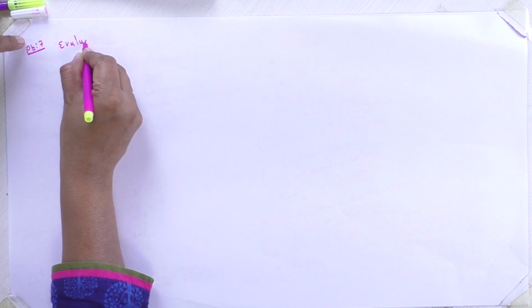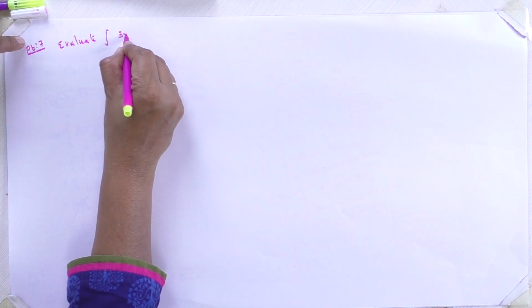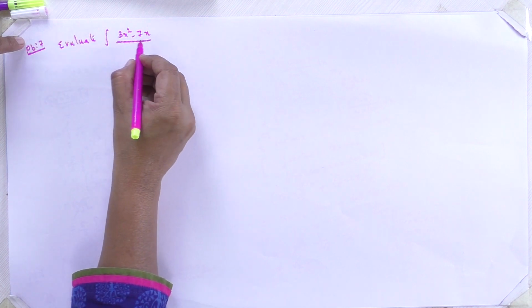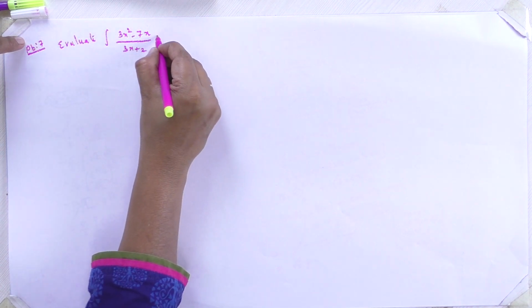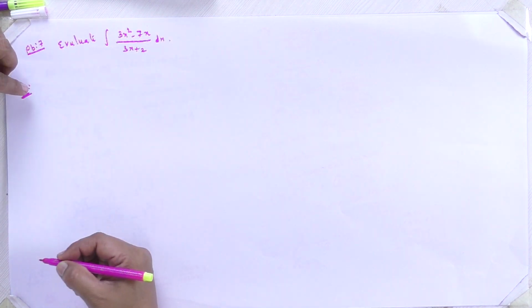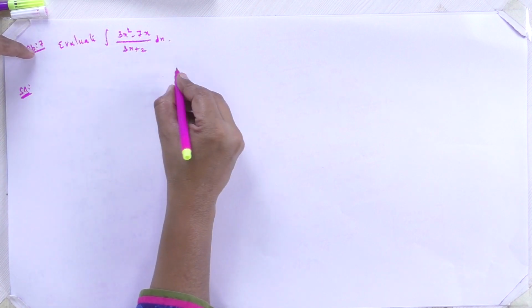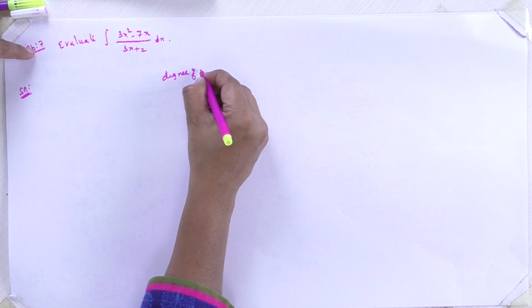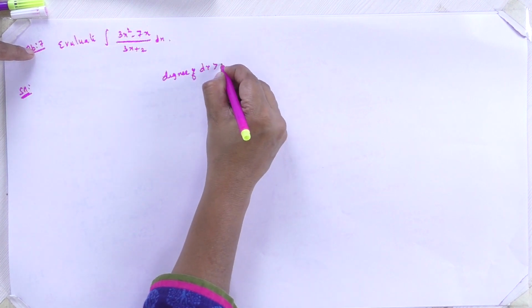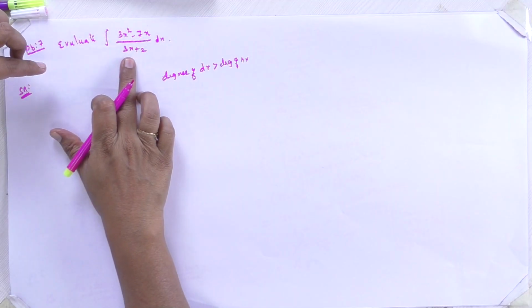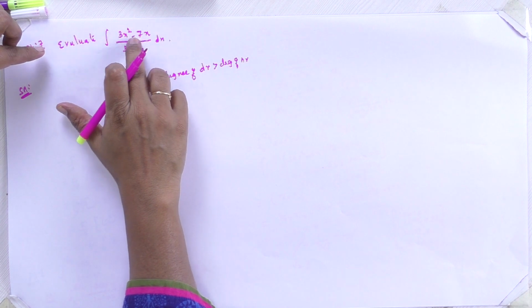The next problem, evaluate integral (3x square minus 7x) divided by (3x plus 2) into dx. This is a very peculiar function. See, there is a condition that the degree of the denominator should be greater than the degree of the numerator, always. In the previous problems, the degree of the denominator was greater, but here the numerator degree is 2 and the denominator degree is 1.